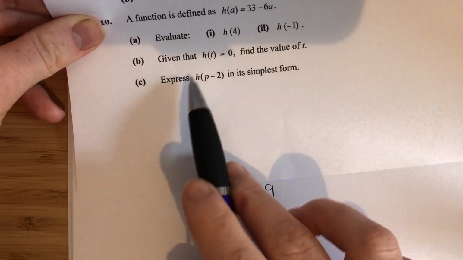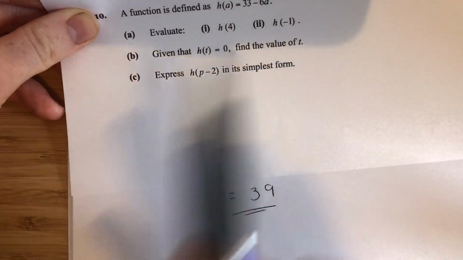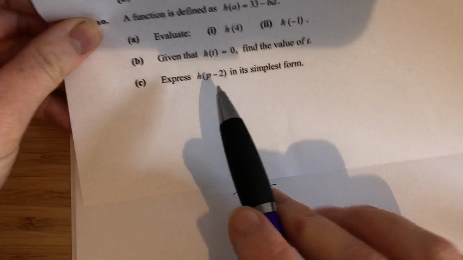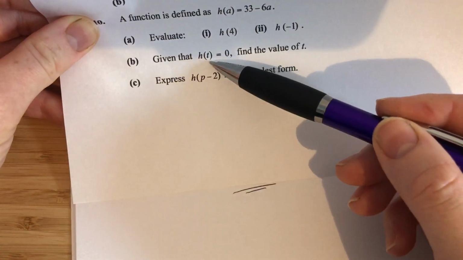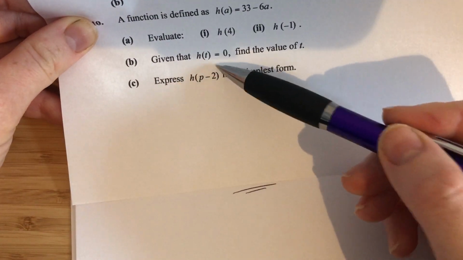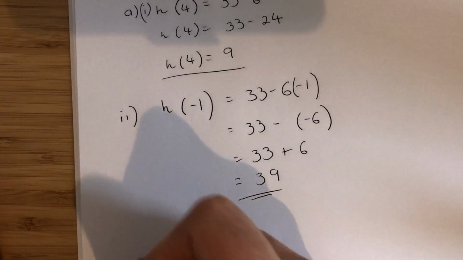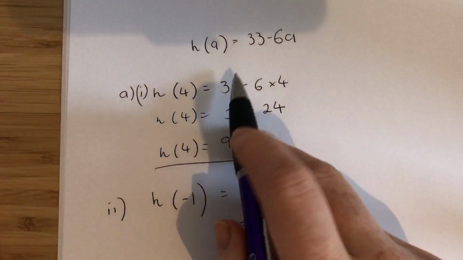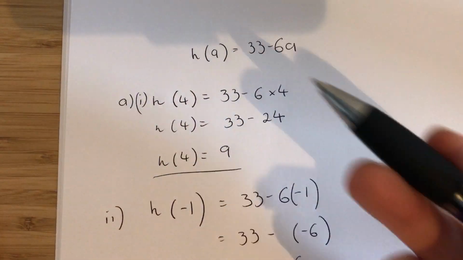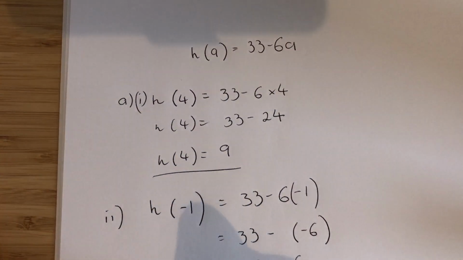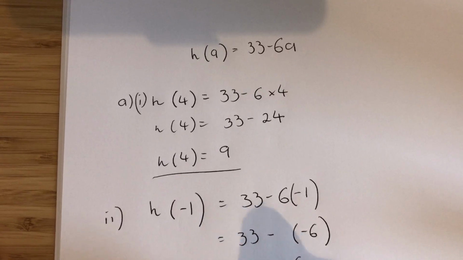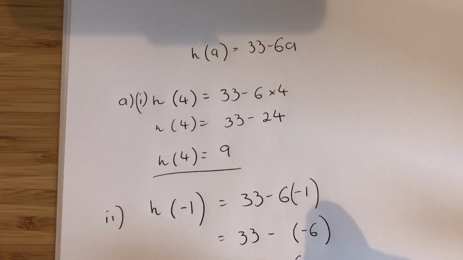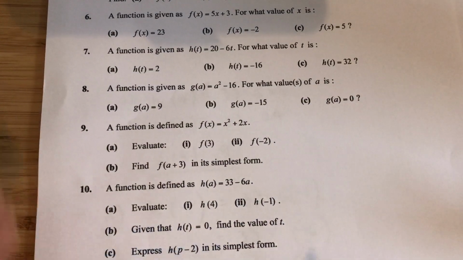We've now got, given that h of t equals 0, find the value of t. So we've switched from h of a to h of t, and then h of t equals 0. So first thing I'm going to do for part B is instead of writing h of a equals 33, we're replacing that a with t. That's the first thing we're going to do. h of t equals 33 minus 6t. That was our first step because we've got h of t.